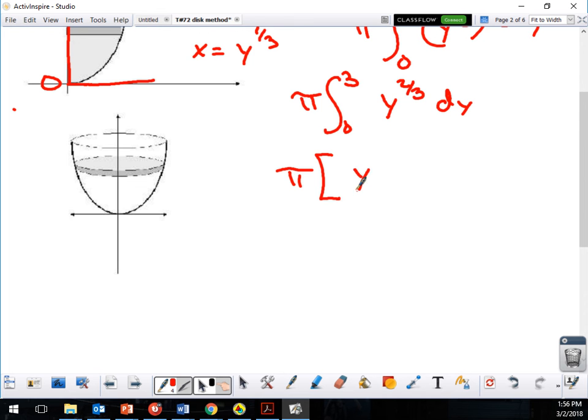So pi, and it's going to be what? 3 over 5, y to the 5/3, or 3y to the 5/3 over 5, from 0 to 3. Oh, thank God it's a 0. Some of them look nasty, but still, life goes on.